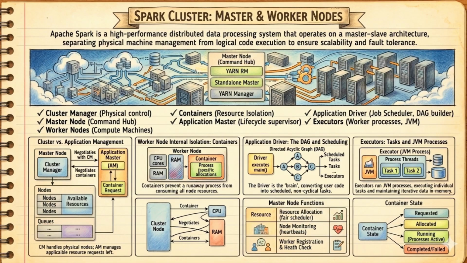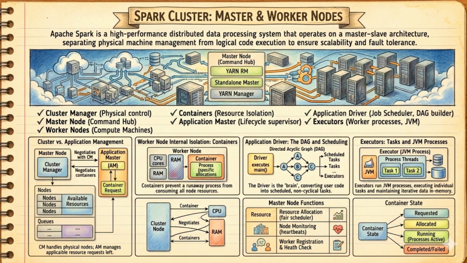Finally, let's look at the Spark cluster master and worker nodes. A Spark cluster is made up of multiple machines working together. These machines are divided into two main roles, master nodes and worker nodes. The master node acts as the central coordinator of the cluster. Its job is to manage the overall state of the system and allocate resources to running applications. The master node communicates with the cluster manager to determine how many resources are available and which worker node can run the tasks to execute. It also monitors the health of the cluster by receiving periodic heartbeat signals from worker nodes. When a new worker node joins the cluster, it registers itself with the master node. The master then keeps track of the available CPU and memory across the entire cluster.